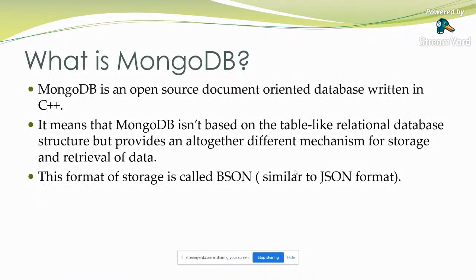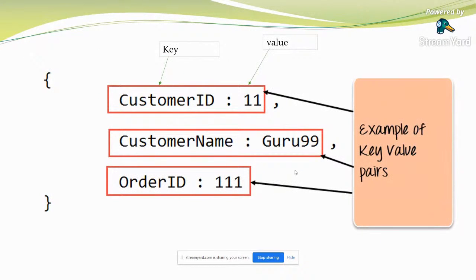So, what is MongoDB? MongoDB is basically a NoSQL database which is written in the C++ language. And everything in MongoDB is stored in a format known as BSON. BSON is nothing but binary JSON, which is similar to JSON format. If you are not familiar with JSON format, I am going to tell you how JSON format looks. Don't worry. So here is the look.